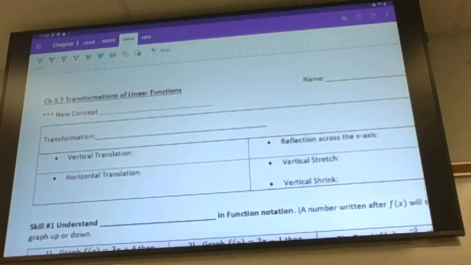The new concept is move graph line. So the line is graphed and we're gonna move it. We're moving lines that are already graphed. Put your name on it. We're gonna move lines that are already graphed.